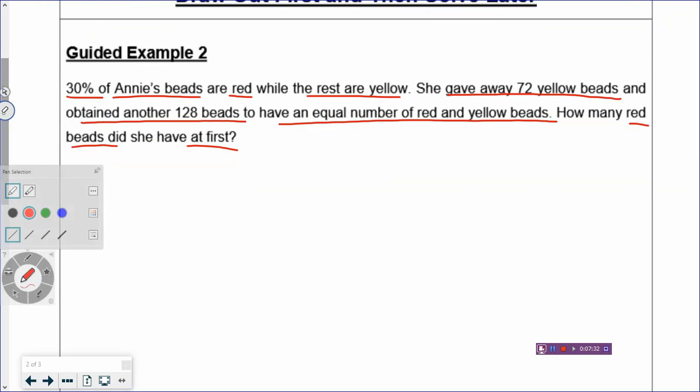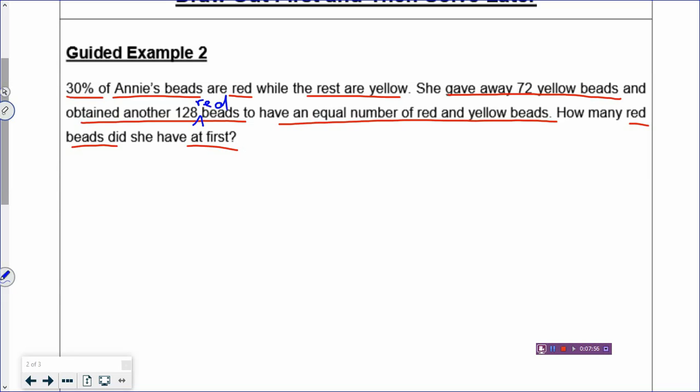So what is unchanged? Now, she gave away yellow beads, so become lesser. And she got some more, and obtained another 128 beads. Okay, there's a typing error. Right, she gave away 72 yellow beads and obtained another 128 red beads. Okay, red beads, to have equal number of red and yellow.